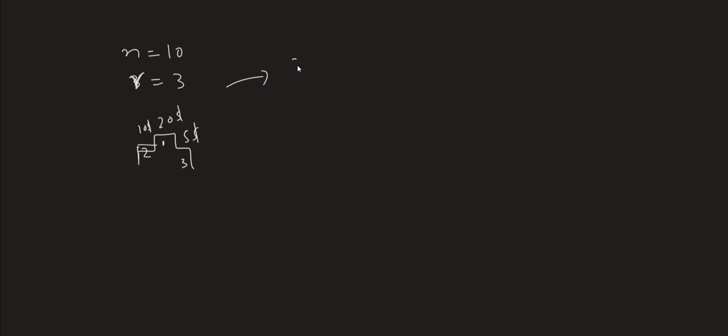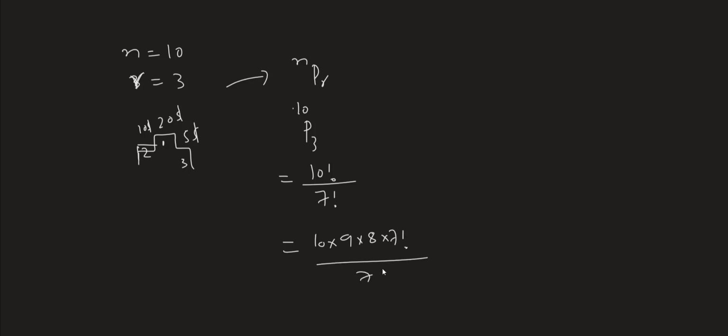Therefore, we know that nPr in this case will be equal to 10P3, which is equal to 10 factorial divided by (n minus r) factorial, which will be 10 minus 3, 7 factorial. So this will be equal to 10 times 9 times 8 times 7 factorial divided by 7 factorial. So this and this will cancel out. What we'll get is 720.